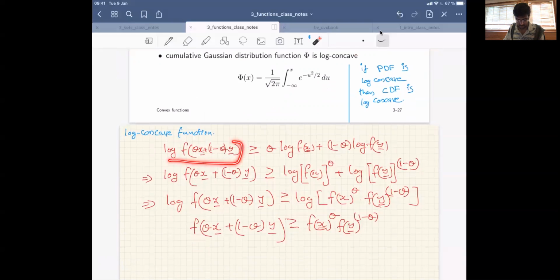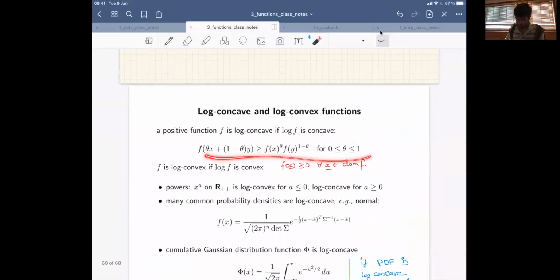So you can write this inequality, right? Log f of theta x plus 1 minus theta y is greater than or equal to theta into log f of x plus 1 minus theta into log f of y. Now take this theta to the exponent. Now we have a sum of two logs, which will be the multiplication, right? You have log on both sides, cancel those logs, then you will get this definition. So this is for a log concave function. You can derive a similar definition with a reverse inequality for a log convex function also.